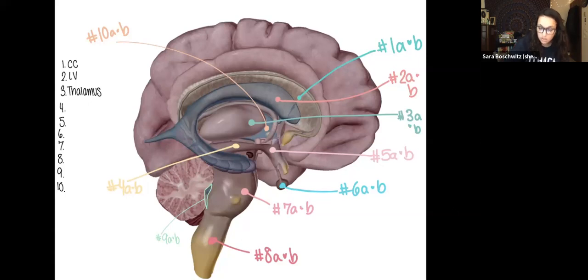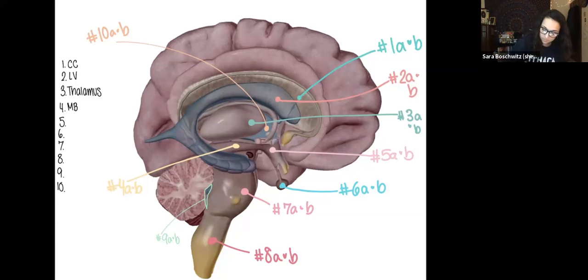Right, let's see. Number 4, that's going to be the midbrain. It's a little tricky to see. The function of the midbrain is that it has a role in determining one's state of consciousness and plays a role in hearing, vision, motor control, and thermoregulation.